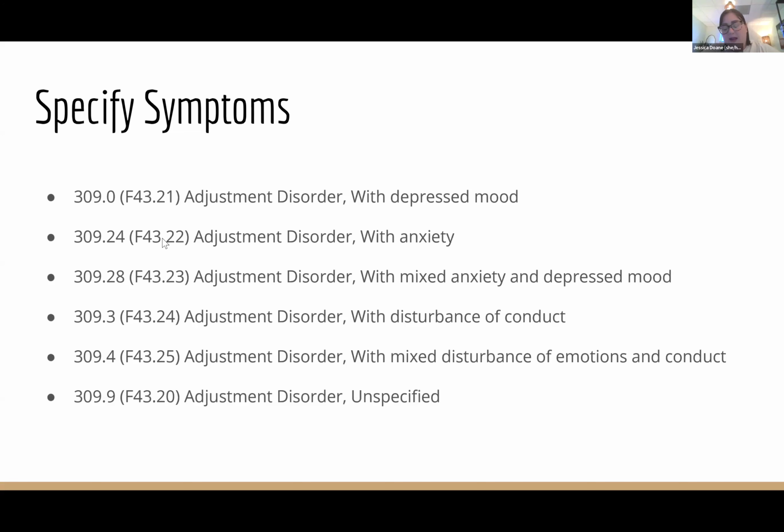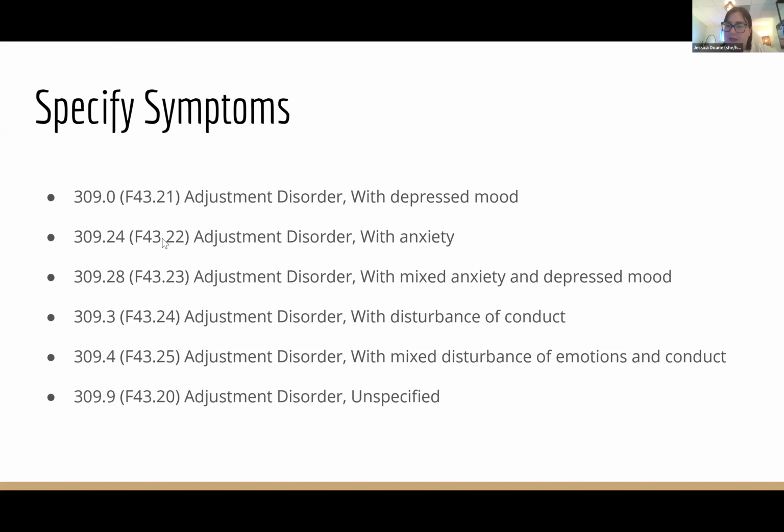So maybe you've got someone who is struggling to manage their emotions in reaction to the stressor, and that is coming out in disturbance of emotions and then also the conduct as before, breaking the rules, things of that nature. And then, of course, F43.20, we've got adjustment disorder unspecified. That's where we just can't quite fit it in any of these categories. We know that it is an adjustment disorder because it is a reaction to a specific stressor within the last 3 months, but we're still unspecified as to what those symptoms are displaying as.